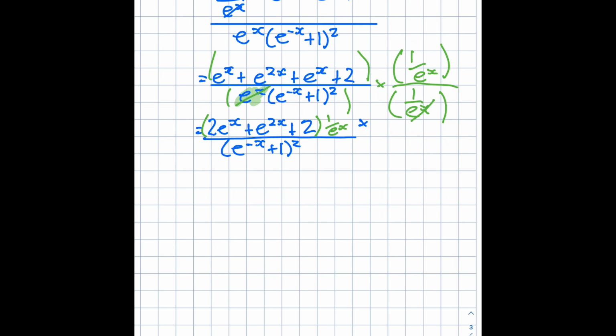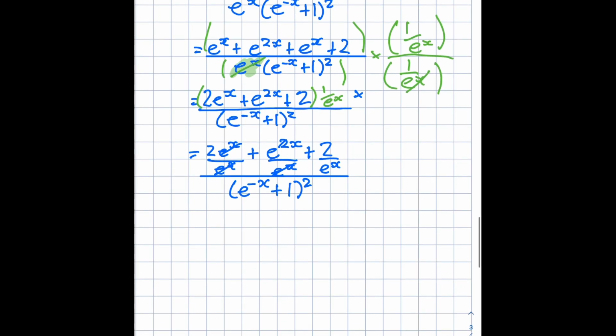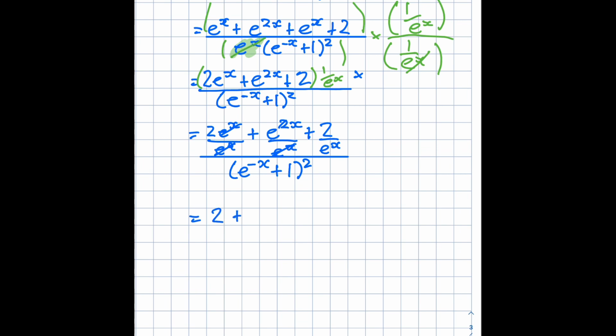So I'll write the next line of working out just purely because it's a little bit confusing. So 2e to the x. Now, because I'm multiplying by 1 over e to the x, the denominator becomes e to the x plus e to the 2x over e to the x plus 2 over e to the x all over e to the negative x plus 1 squared. These cancel, so I'm just left with the x there, so the 2 goes, and then that final term is there. So I end up with 2 plus e to the x plus 2e to the negative x all over e to the negative x plus 1 squared.